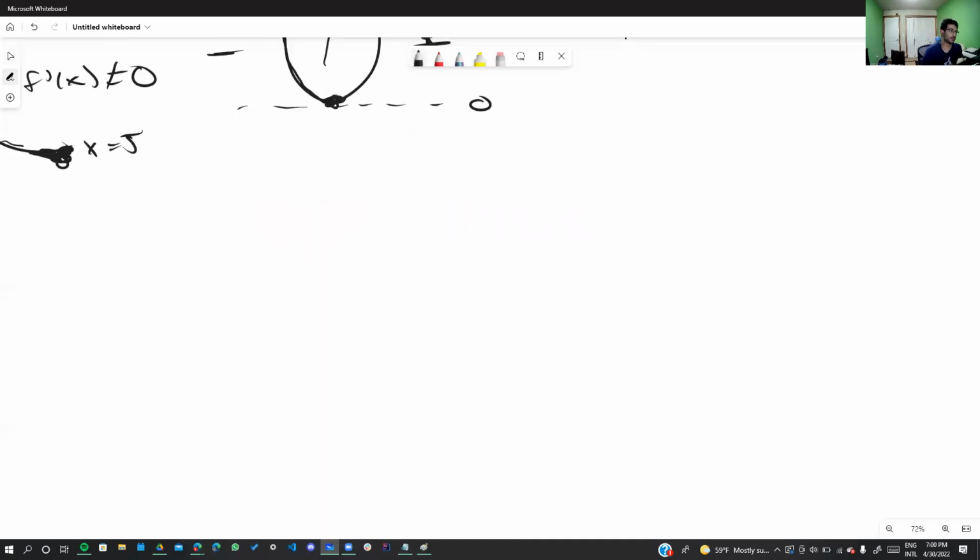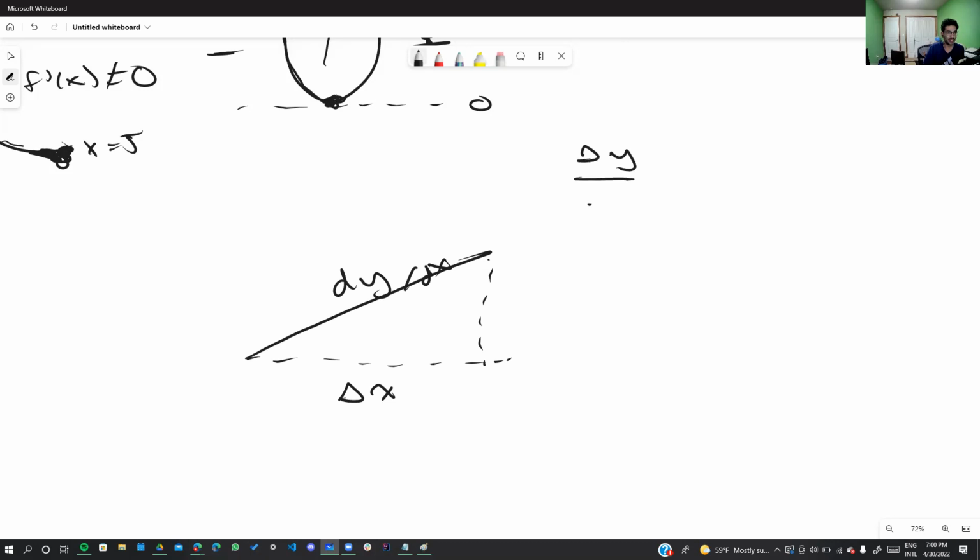So derivatives represent slopes, right? And we have this really small part over here. If we know that we're changing x by a specific amount, then we also know that the change in y over the change in x is approximately dy over dx.